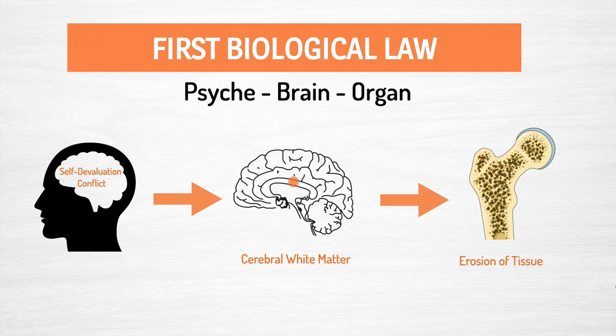So this is the first biological law of GNM. It's the psyche-brain organ correlation. So at the moment that the self-devaluation occurs, there is an impact. There is a noticeable impact that can be seen on CT scan in the cerebral white matter, which is the brain region that controls the connective tissue. And it will be in a very specific location based on the nature of the conflict. And the program associated is an erosion of tissue. So there is loss of tissue. There is less tissue to whatever region is affected. Be that the bone, the blood vessel, the lymph vessel, whatever it is, there is a loss of tissue.